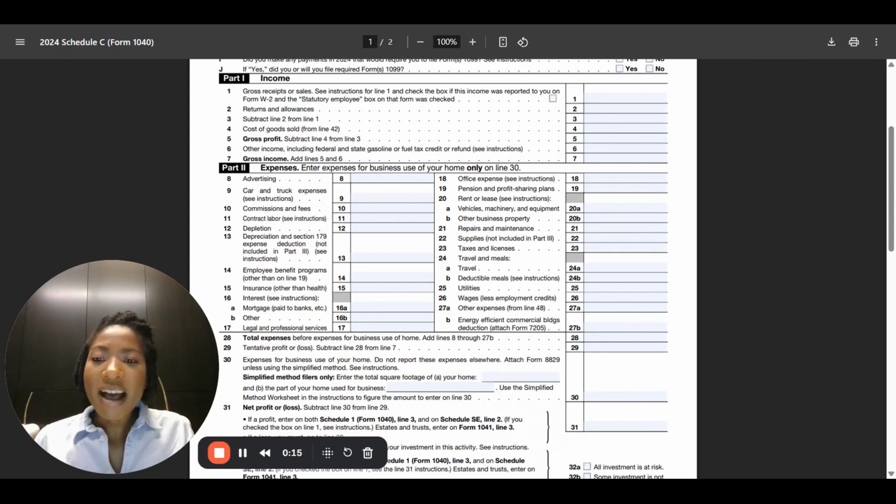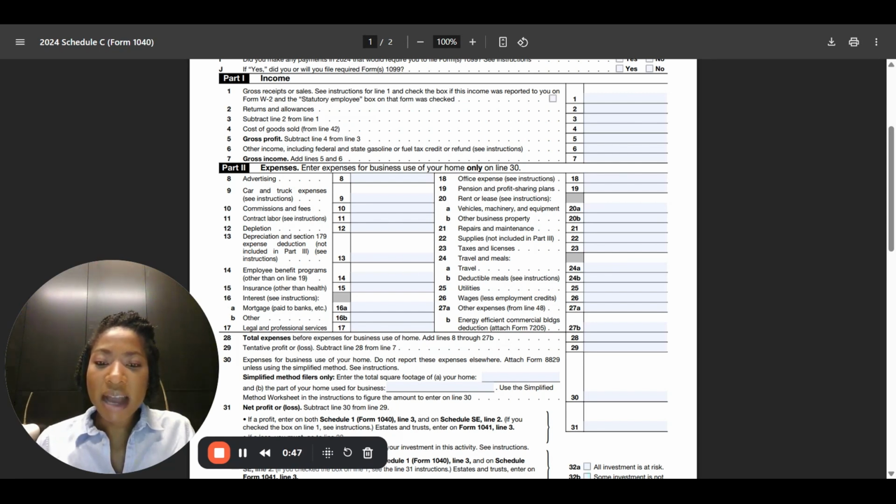Okay, jumping in. As you can see here in the heading for part 2, it says expenses, and then after that, it says enter expenses for business use of your home only on line 30. And the word only is in bold, because they really want to make sure that you don't miss that word here. And so what that's saying is, okay, in part 2, you're going to input the expenses related to your business. But if any of those expenses are related to the business use of your home, all of those expenses should go on line 30.